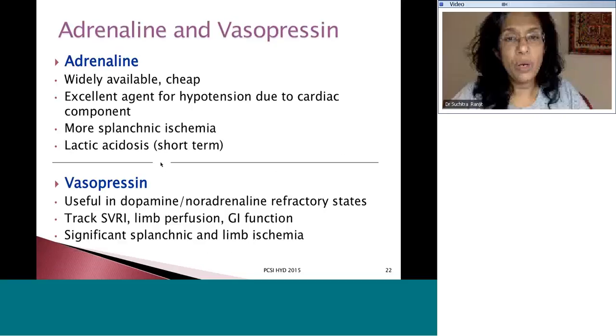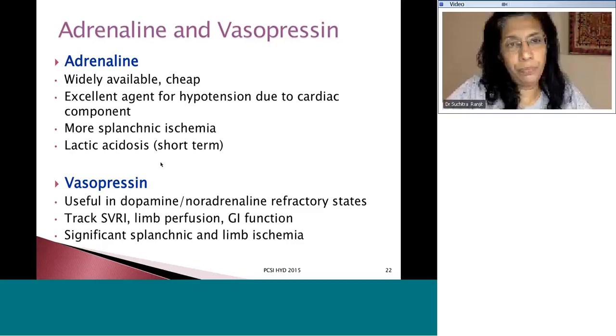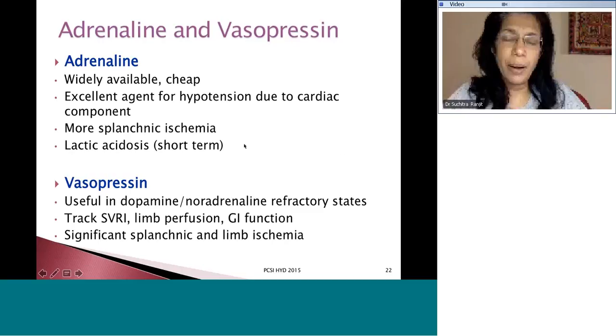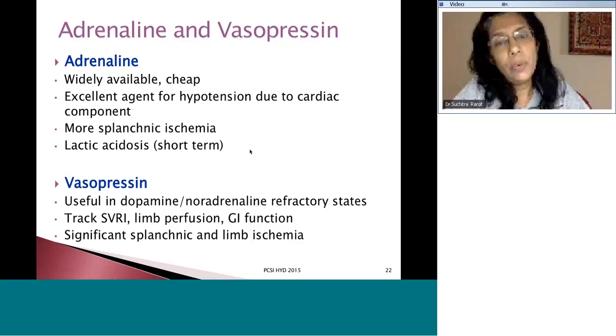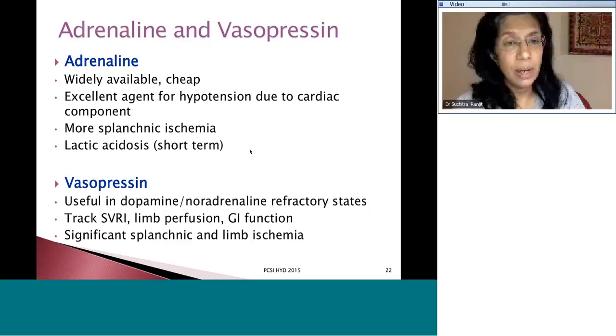So now we come to agents which are inopressors: adrenaline and vasopressin. Vasopressin is a pure vasopressor, right? Adrenaline is widely available and very cheap. It's an excellent drug for hypotension due to cardiac component. It also has some vasoconstriction and improves blood pressure. However, there are concerns that it causes some splanchnic vasoconstriction, especially in the gut and kidneys, with very high doses. It also causes a short-term increased lactic acidosis, which is nothing to do with decreased perfusion, but an independent action that reverses spontaneously after about 24 hours.